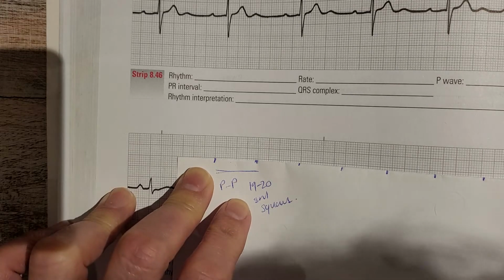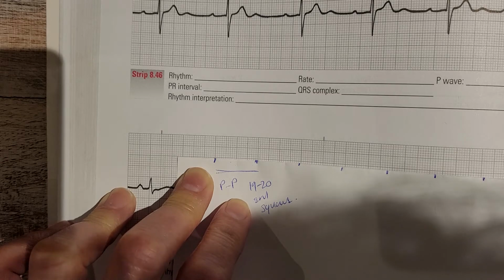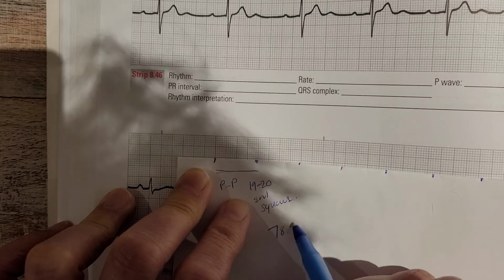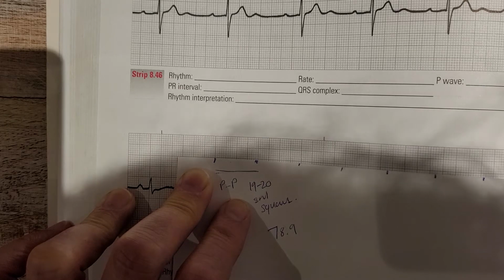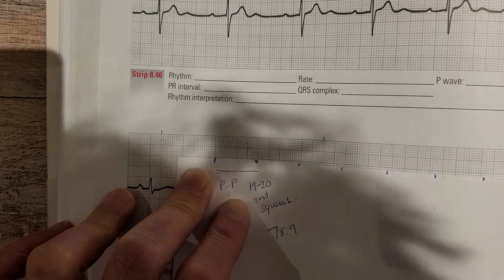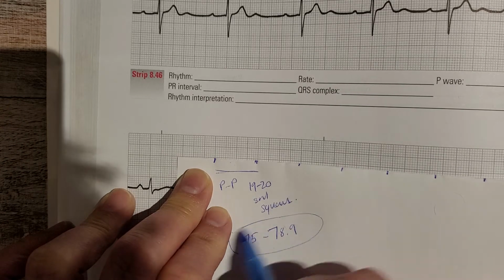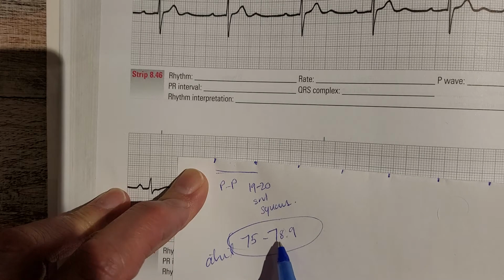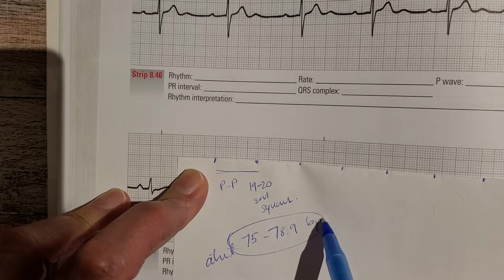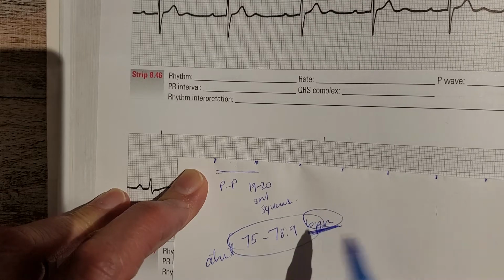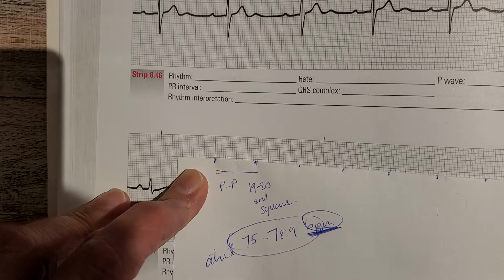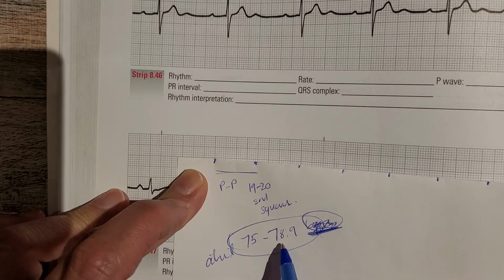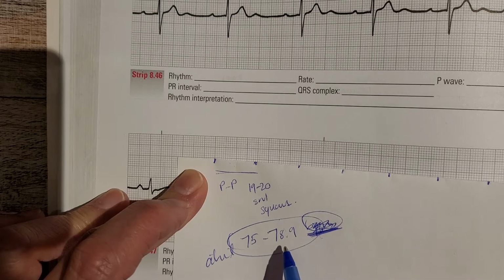If I use my 1500 rule, at 19 that's 78.9, and at 20 that's 75. So my atrial rate by the 1500 method is 75 to 79. We're not really talking about beats per minute here, but an atrial rate, because we don't get a pulse when the atrium contracts. So you're at about 75 to 79 in terms of your atrial rate.